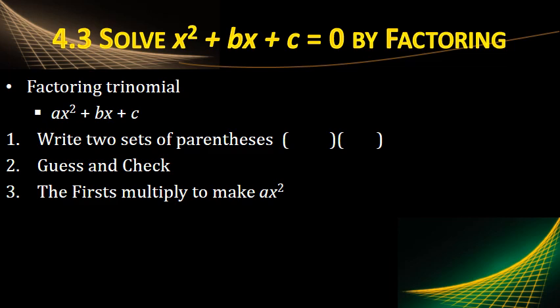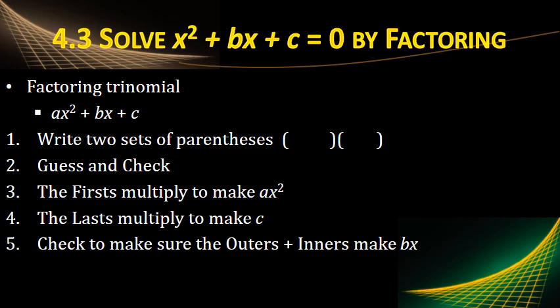You look at the first term and say, what times what makes that ax squared? And you put that in the first of each set of parentheses. Then you look at the last term and say, what times what makes c? And you put that in the last part of each parenthesis. And then you check by making sure the outers plus the inners equal the middle term, bx.